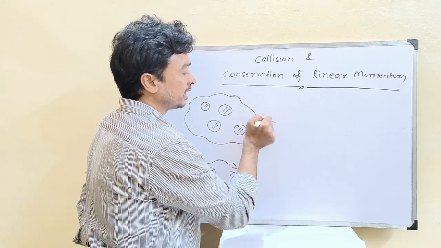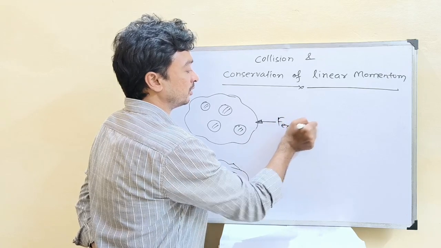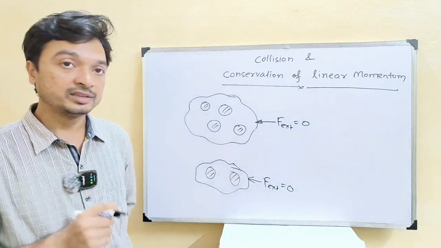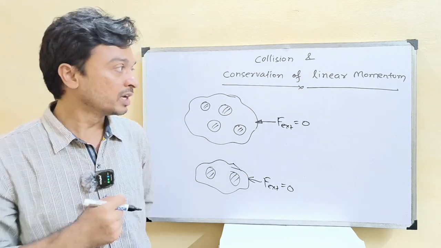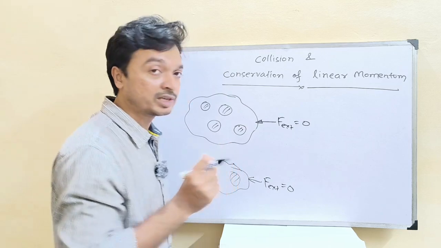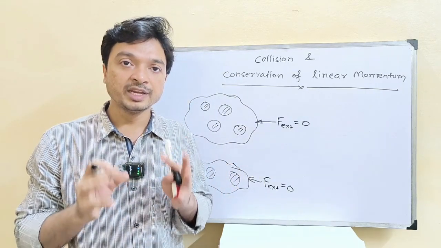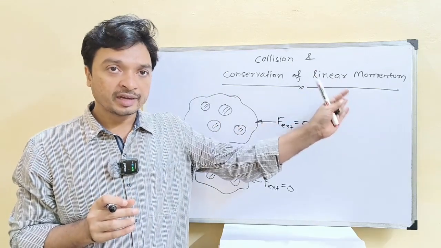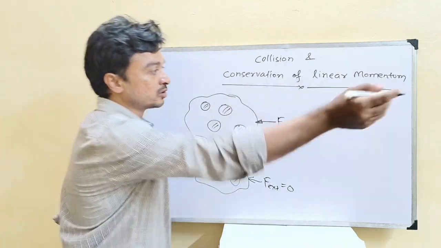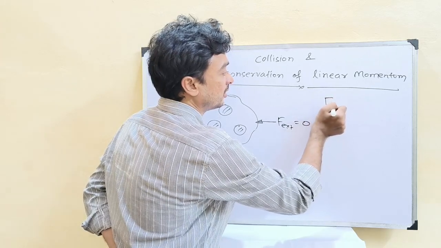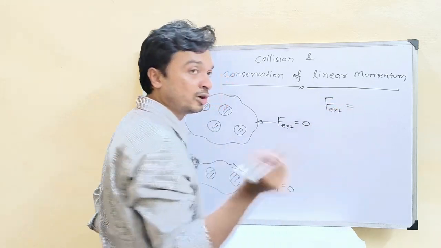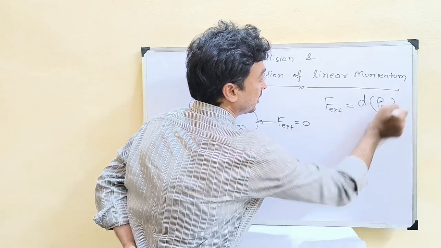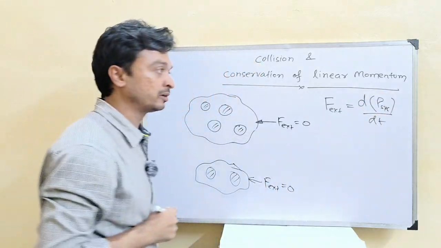If the external force acting on a system is zero, then linear momentum will be conserved. How can you see it? Just recall Newton's second law. The definition is: rate of change of linear momentum is equal to the applied external unbalanced force. So from Newton's second law, the external force acting on a system is equal to the rate of change of linear momentum of the system with respect to time.